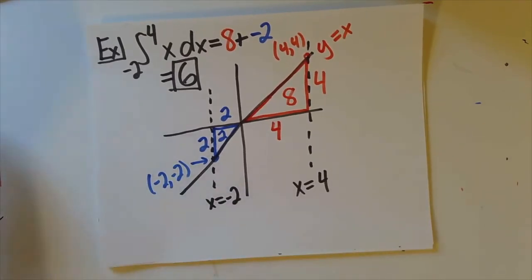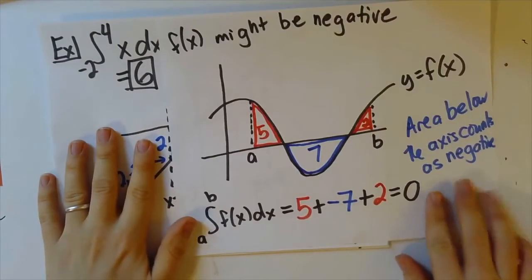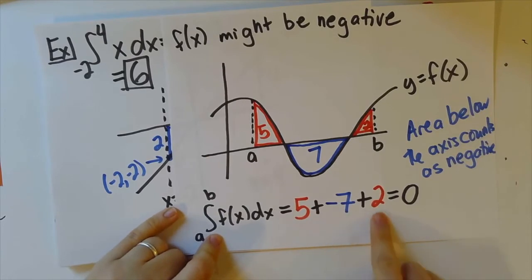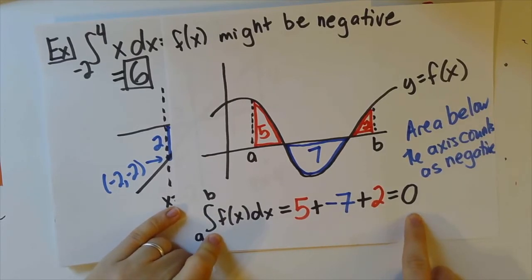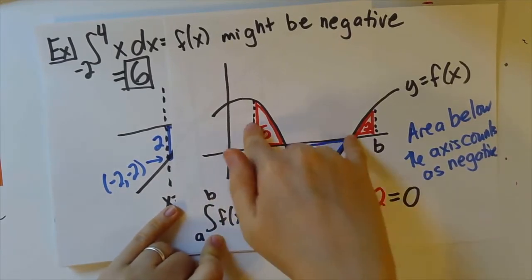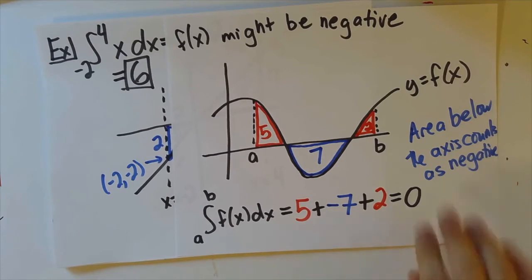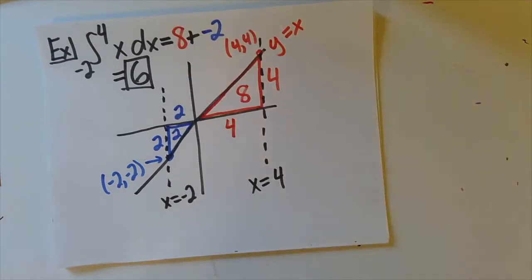Okay. I also want to try and give some interpretation here to this 6, and also contrast it to this 0. So in the first example we did, this 5 minus 7 plus 2, it worked out to be 0. And the way that worked out was that the red area was equal to the blue area, and so that meant there was exactly as much area above the axis as below the axis. Here, our answer ended up being positive, so it is plus 6.